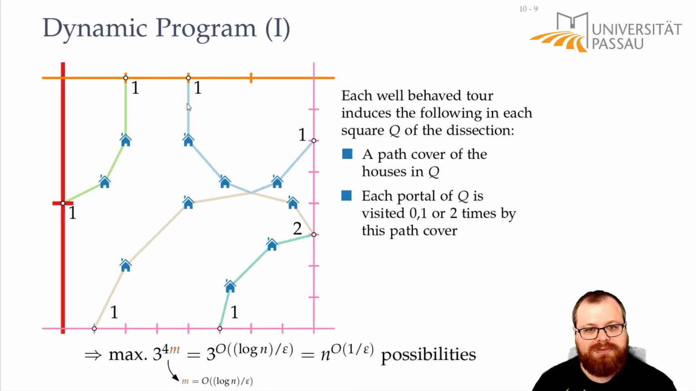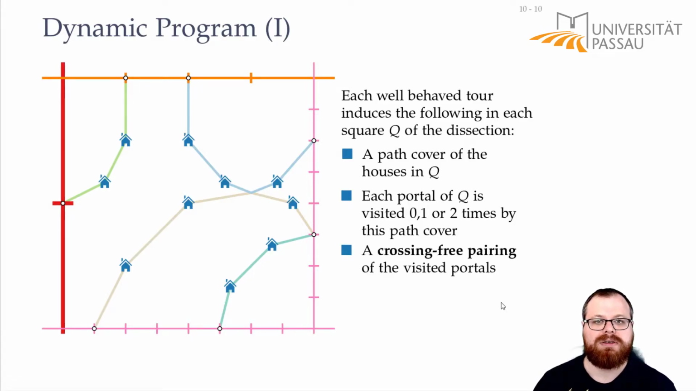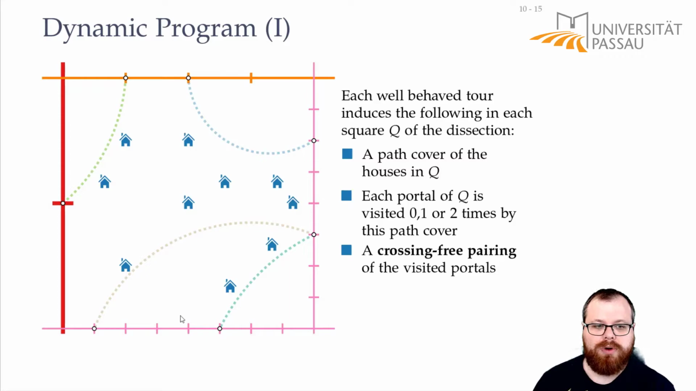But we still don't know in which order they are visited. So we still have to figure out, do I combine this portal with this one, or with this one, or with this one? That gives us even more combinations that we have to consider. And those are the crossing-free pairings of the visited portals. So here we have these pairings, and this is fine. So if I take all these portals in the order that they appear on the boundary, I can lay them out linearly. And then only look at these pairings like brackets.